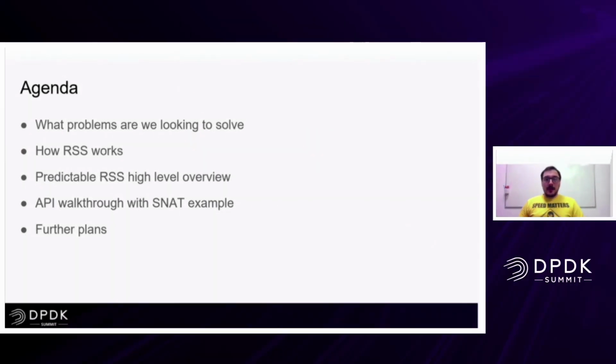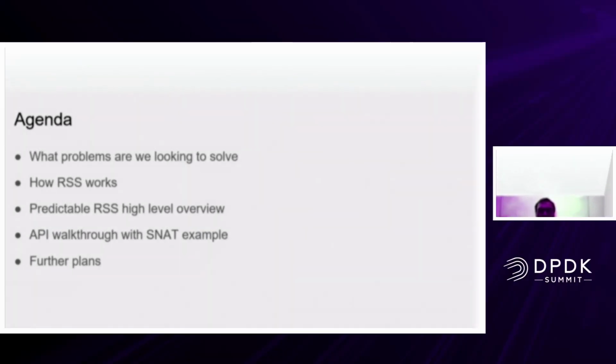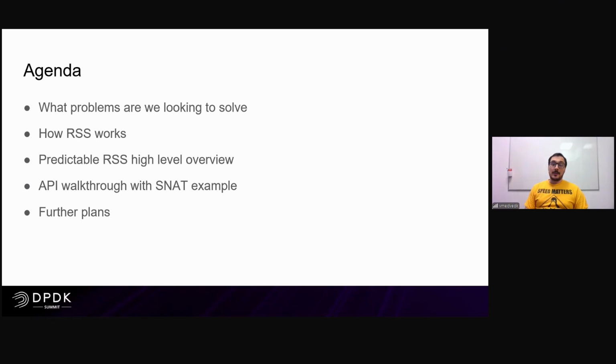So first we will discuss what problems we are looking to solve. Then we will talk a bit about how RSS technology works in hardware. After that, we will look at what predictable RSS actually is and how it works. We're also going to look at one example where Thash could be useful, and that would be source network address translation. And finally, I'll talk about further plans.